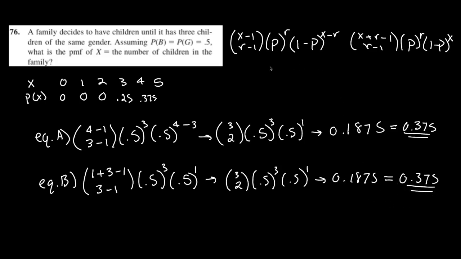It doesn't matter which version you choose to use, but what does matter is you understand how you're using it and what your random variable is representing. With equation A, it's the number of trials. X is your number of trials, and you have to subtract off your number of successes. Whereas with equation B, X is your number of failures, and you won't have to subtract off your number of successes because X already represents the number of failures.